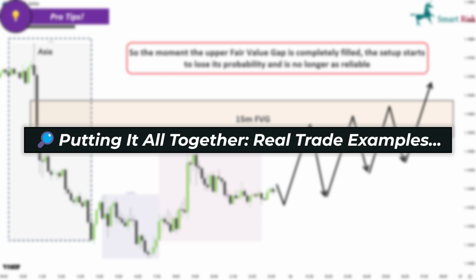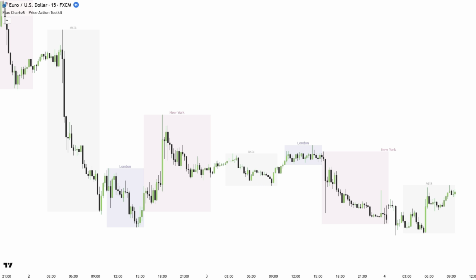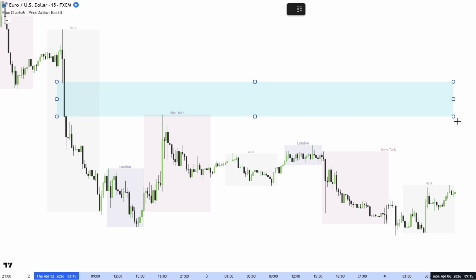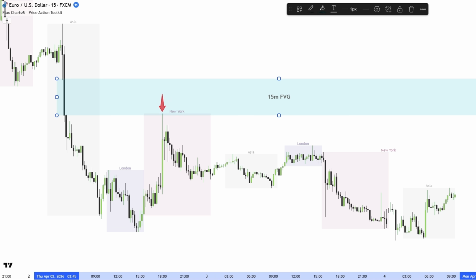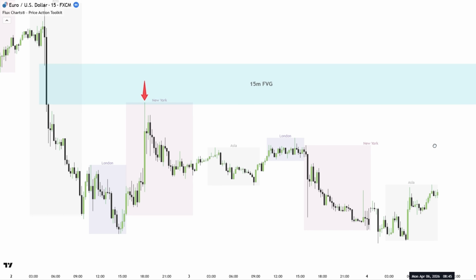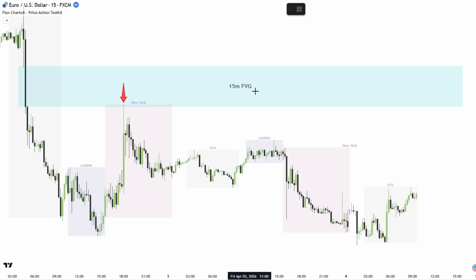Let's put everything together and move into some real chart examples to see exactly how to apply this trading model step by step. Here we have the Euro-Dollar 15-minute chart on the screen. As you can see, price created a large unmitigated fair value gap during the Asian session, and it has remained unfilled for some time. And if you look closely, you'll also notice that the New York session high is sitting just below that higher time frame fair value gap. So everything we need for this setup is already in place. We have an unmitigated bearish higher time frame fair value gap.